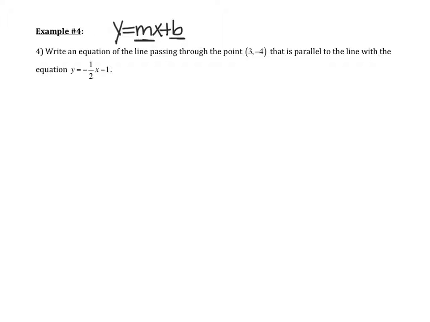Like last time, let's identify some key things that we were given. The equation that we are supposed to write passes through (3, -4). It is parallel to this equation. We know that parallel lines have the same slope. The slope of the equation I was given was -1/2, since it's the number in front of x. So the slope of the equation I'm supposed to write is going to be -1/2, again, because I know the slopes of lines that are parallel are the same.